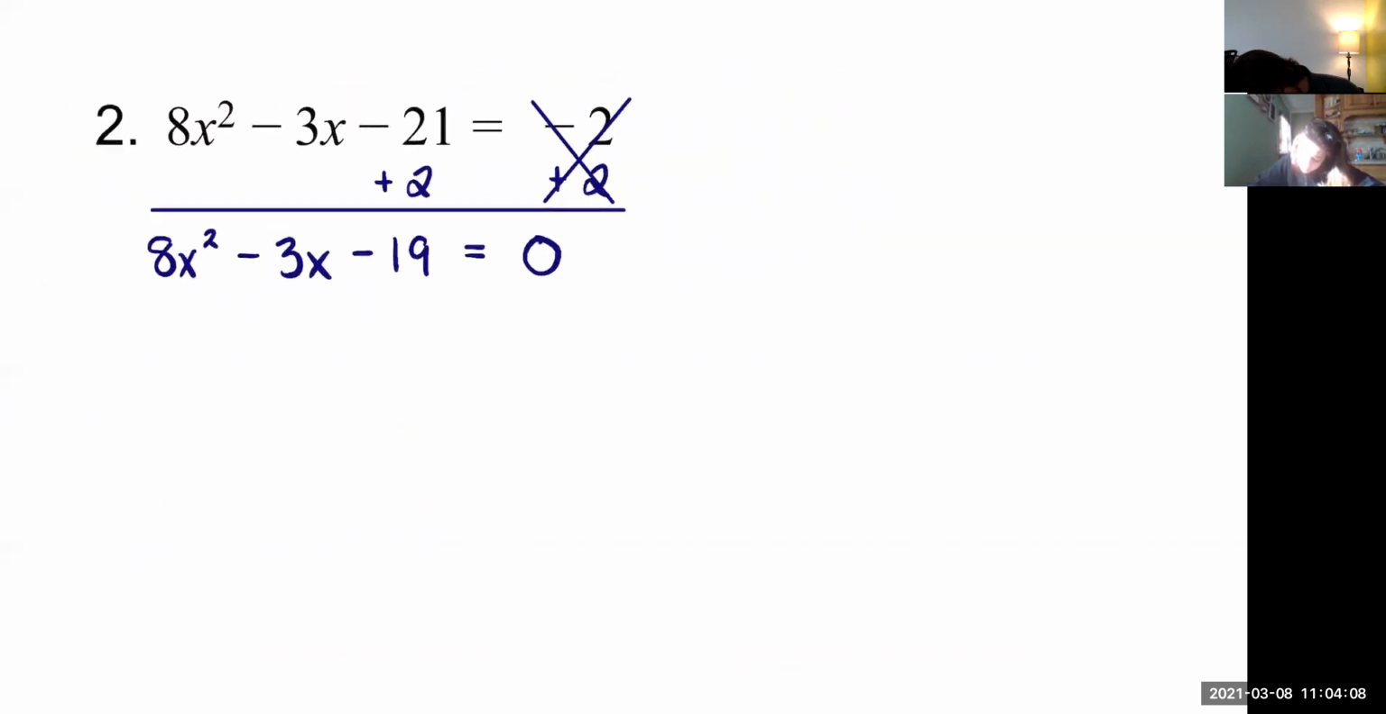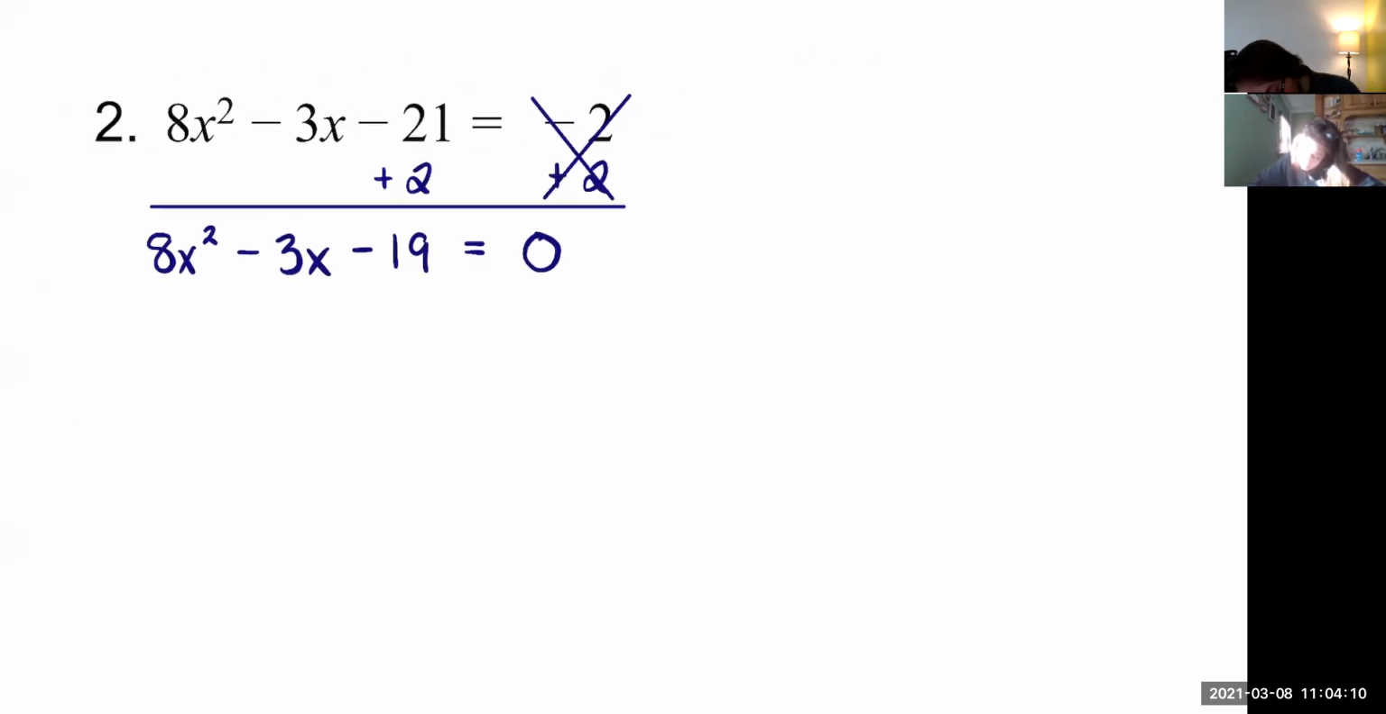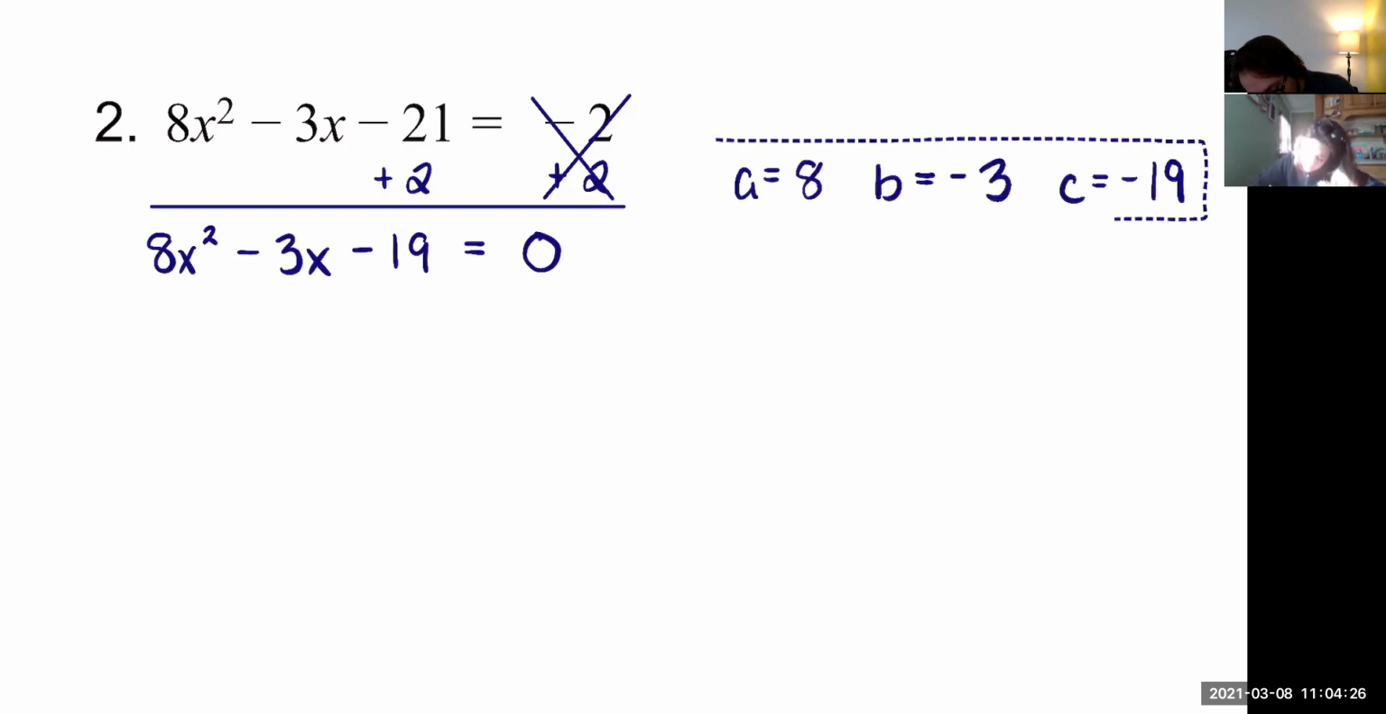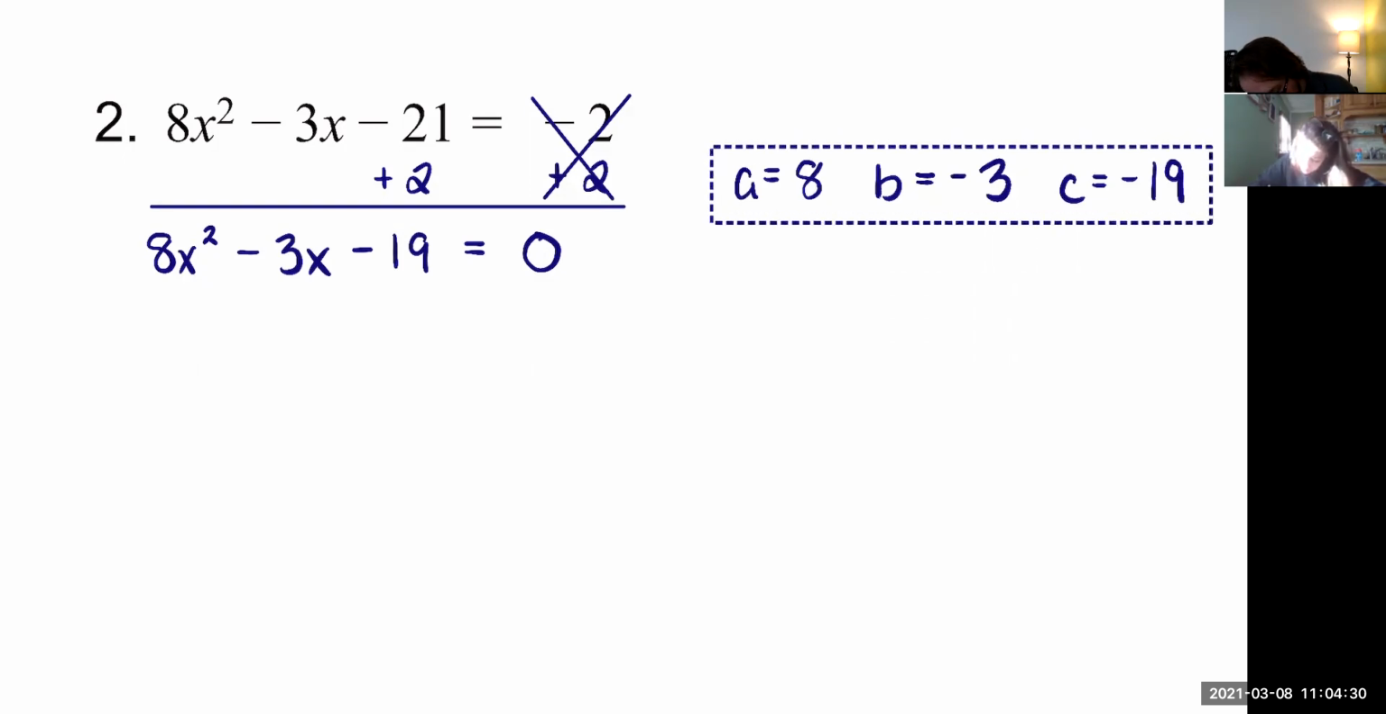Because now that it's set equal to 0, what's my A? 8. What's my B? -3. And my C is a -19. And that C especially is where we would have had an issue if we had not first set it equal to 0. And it seems subtle. You think, oh, 1 out of 3 being wrong, that's not bad. Yep, it's very bad.